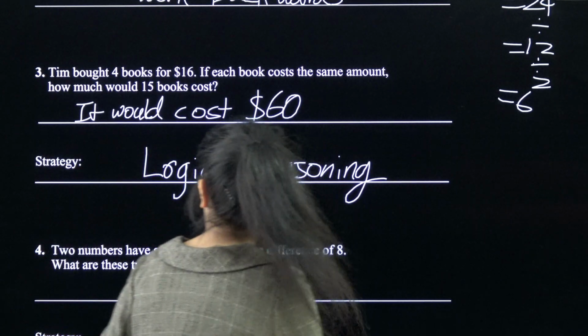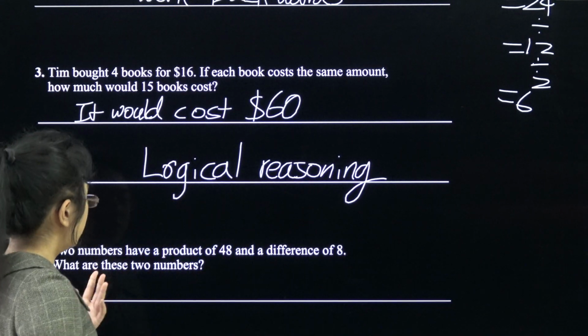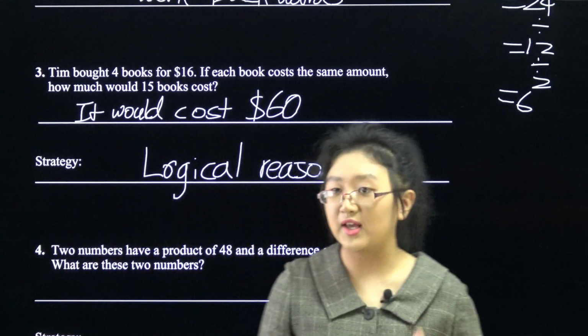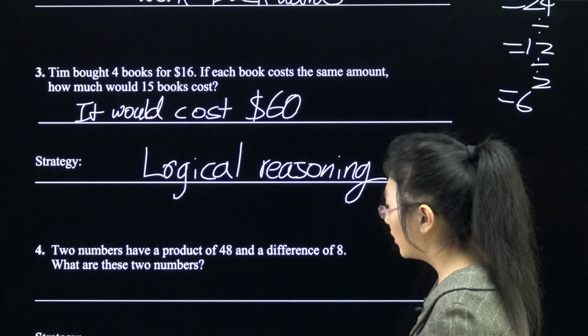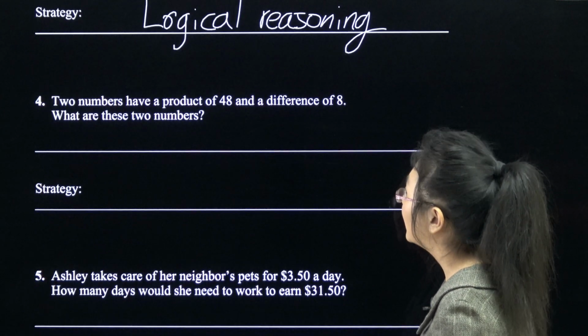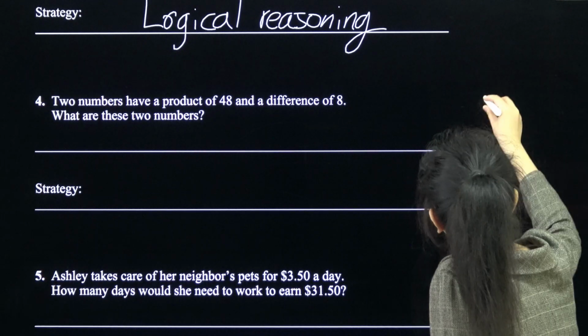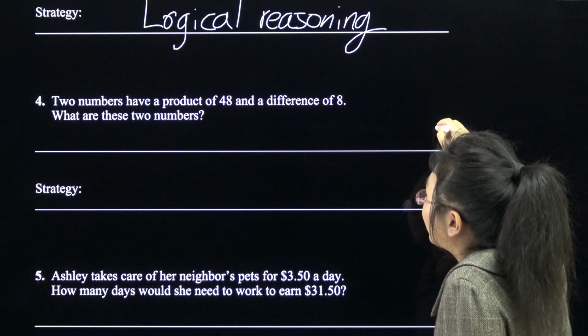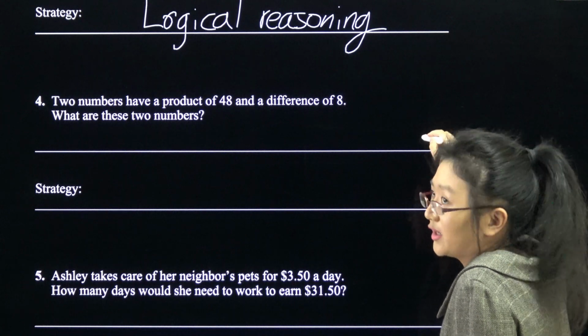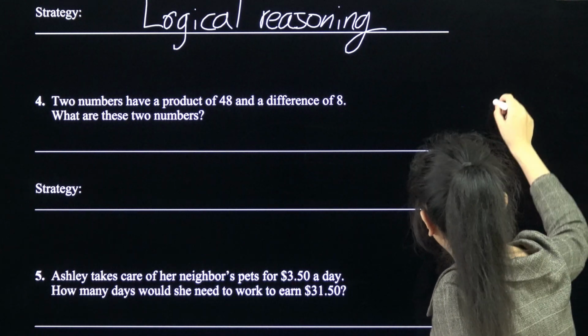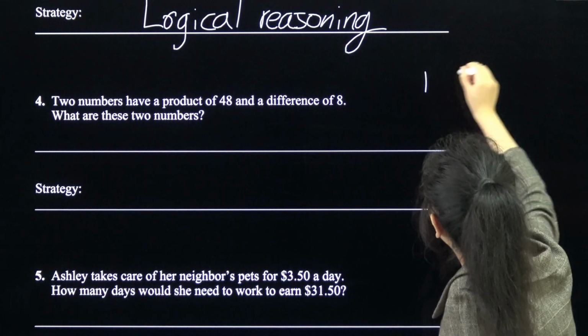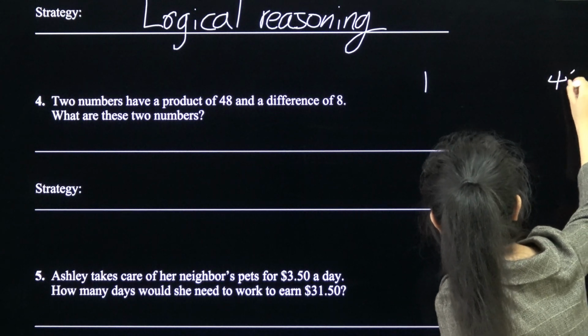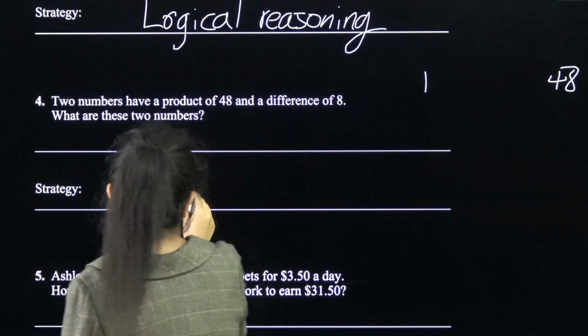Done. Now we move on to question number 4. Two numbers have a product of 48 and a difference of 8. What are these two numbers? Oh, this is like algebra. Annoying. So many numbers can have a difference of 8, but not that many can have a product of 48. So what numbers can have a product of 48? Well, the simpler problem here, technically. Technically, it's solving a simpler problem.